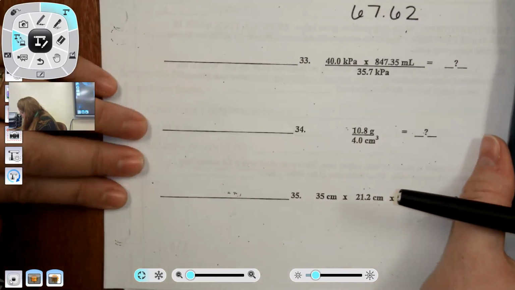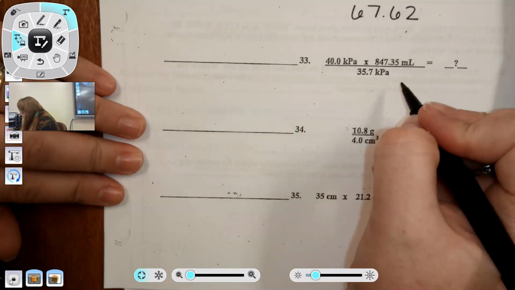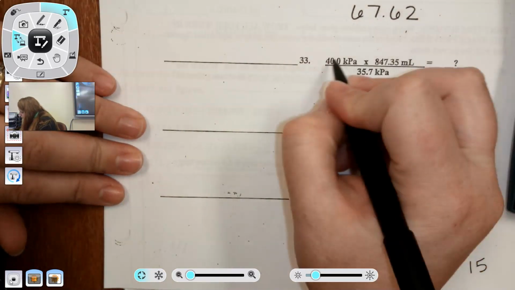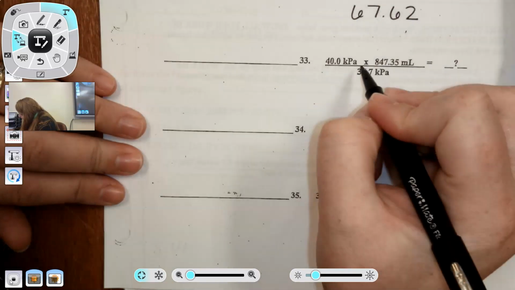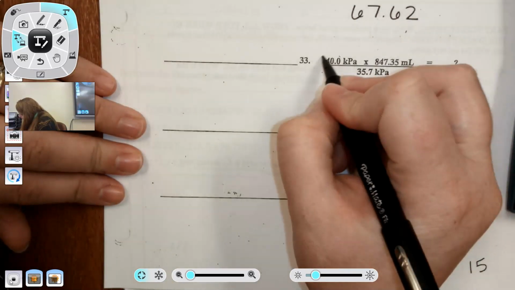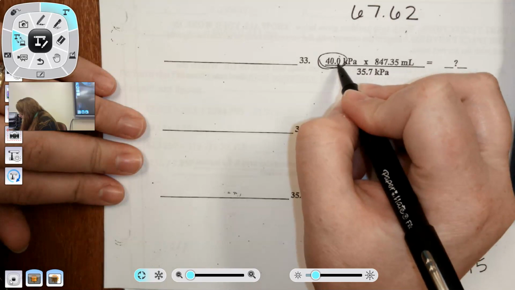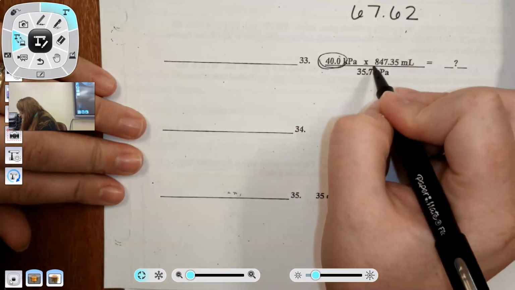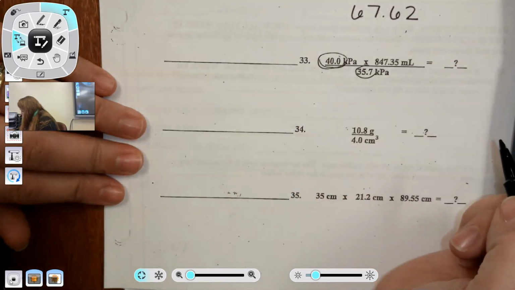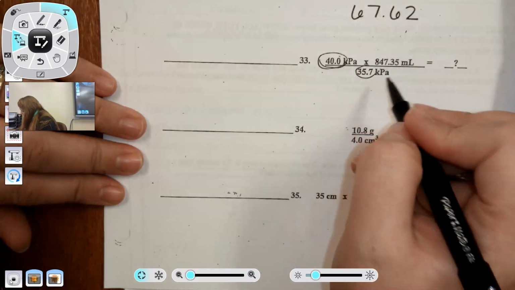All right, remember with multiplication, again, we're looking at the least total number of sig figs. So here, the least amount of sig figs is 3. This trailing 0 is still important because there's a decimal, and this number has 3 as well. So we're going to multiply these together.